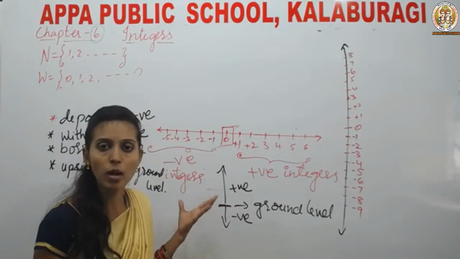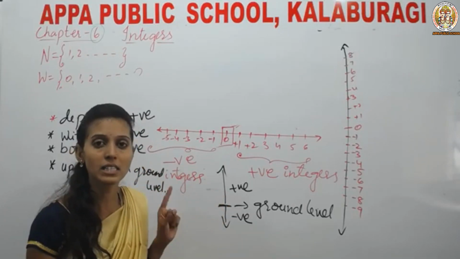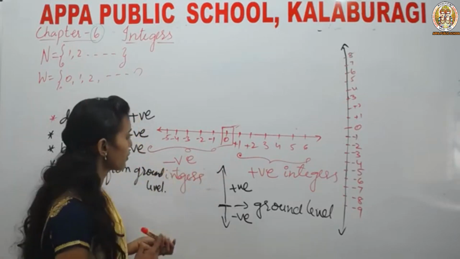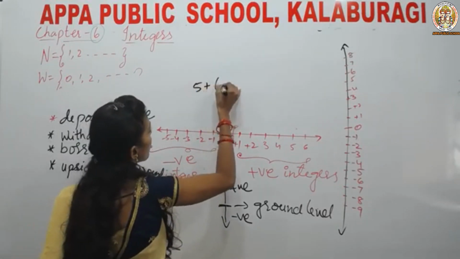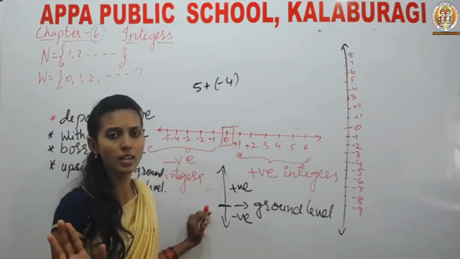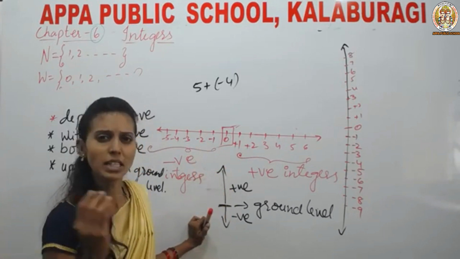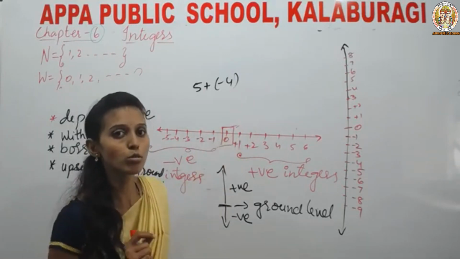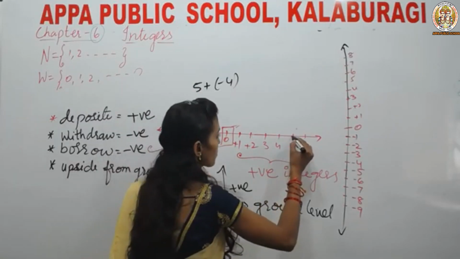Already I have explained how to add, how to subtract, how to multiply, and how to divide using number line while explaining the chapter whole numbers, isn't it? Same way. For example, here I'll have to add 5 plus of minus 4. There I had only positives, no negatives. So that was very easy. Positive means moving forward, negative means moving backward. Now here I have both the positive integer and negative integer. How to do? Take first number as a starting point.